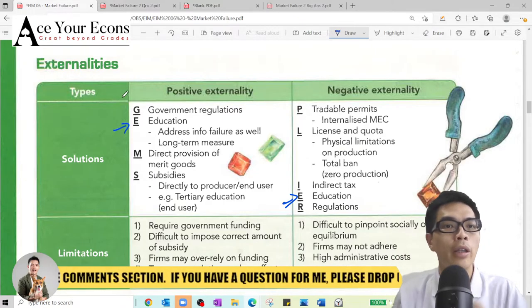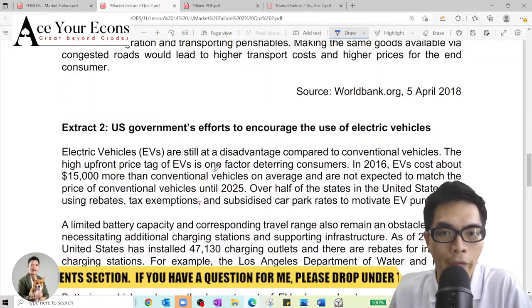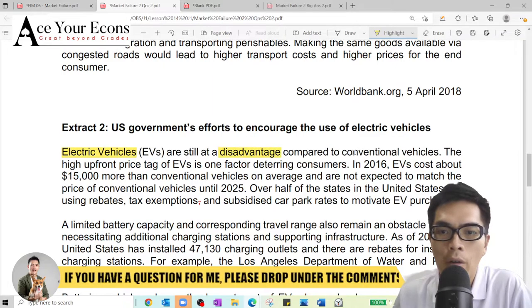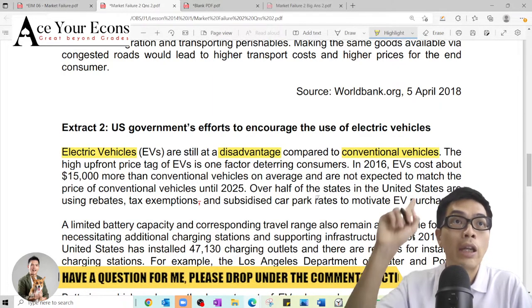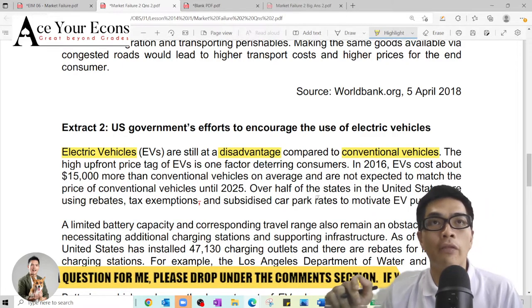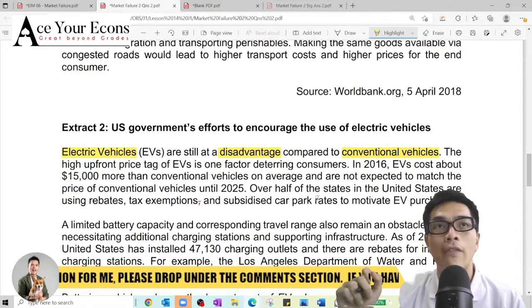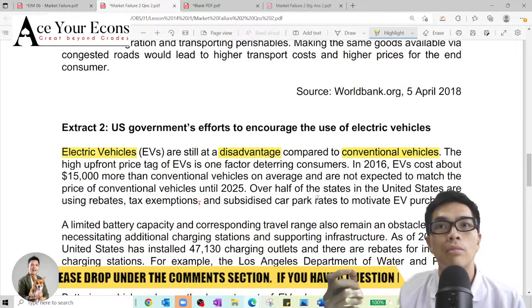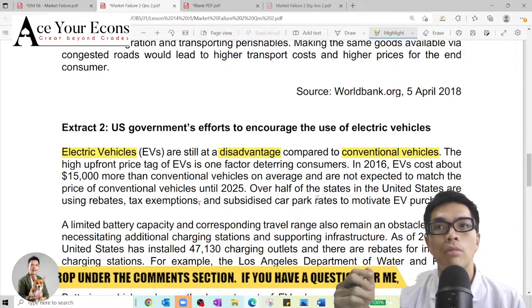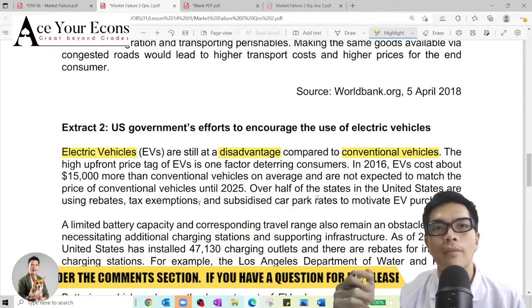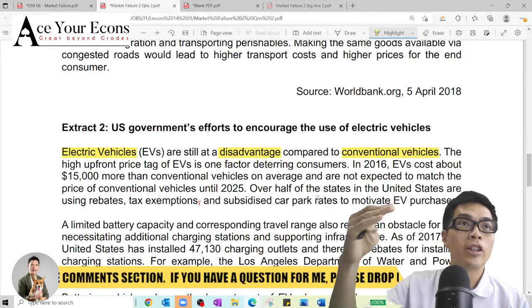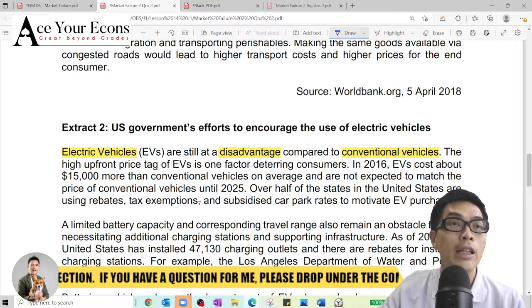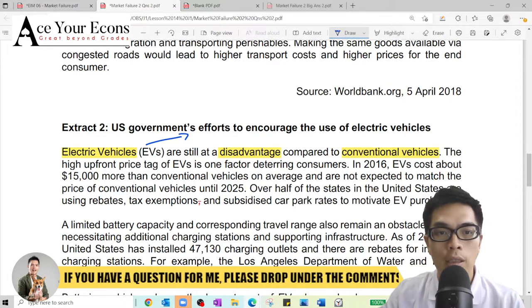How do we know this is way out of point? It's actually mentioned in the extract, and you have to be careful. You can see that EVs are still disadvantageous as compared to conventional vehicles. So what can we deduce about the relationship between EVs and conventional vehicles? If they are disadvantaged, what is the primary relationship? S word. Good, Gerard. Disadvantage suggests that there's a hierarchy, so since there's a hierarchy related, they are likely to be substitutes.